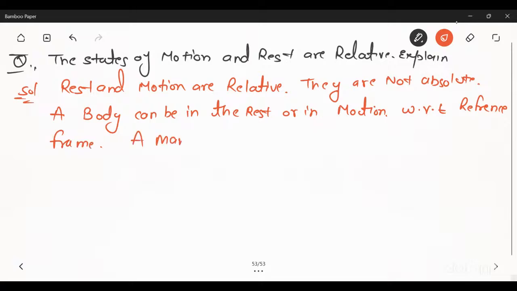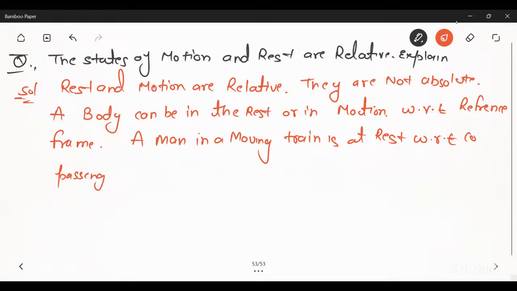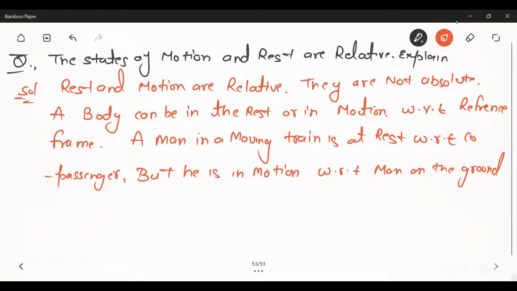A man in a moving train is at rest with respect to a co-passenger, but he is in motion with respect to a man on the ground. So that was the relation between motion and rest. If person A is sitting on a train, he is at rest with respect to person B. But if a person C is watching from outside the train, he can see that person A is in motion. So that is the frame of reference.